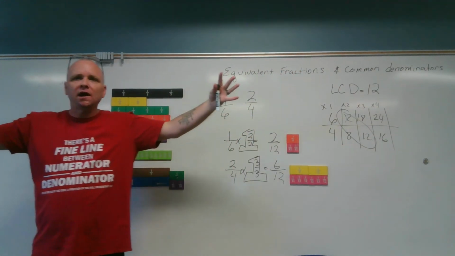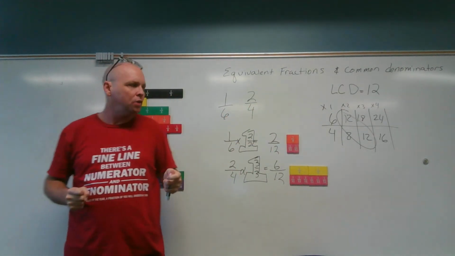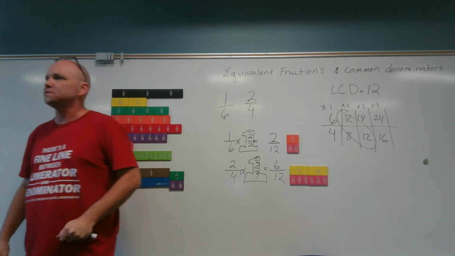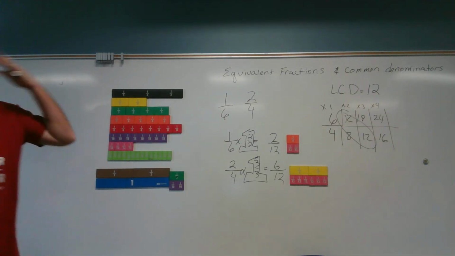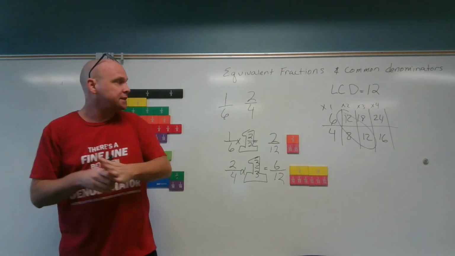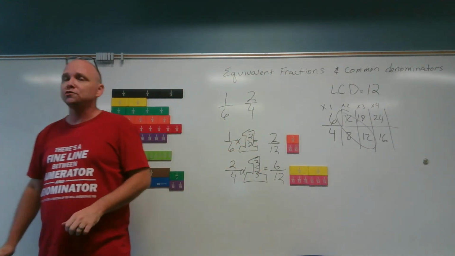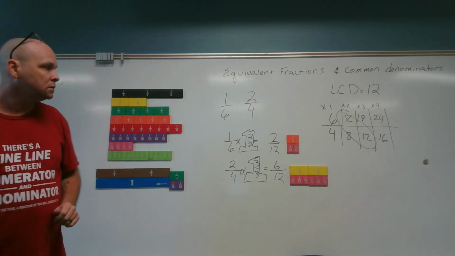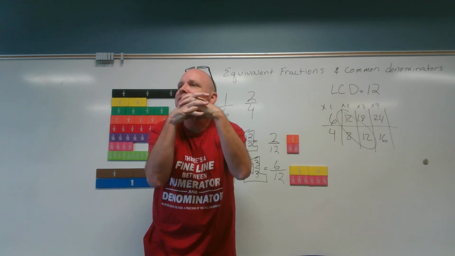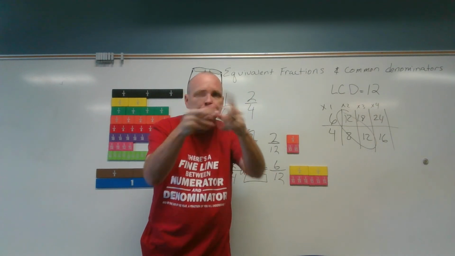I'm seeing it all now. I'm seeing why you made us find the least common denominator, Mr. McMurdo. I'm seeing why you made us use our fraction strips to find equivalent fractions. I'm seeing it all, Mr. McMurdo. I'm seeing why my teacher taught us that if you multiply by 1, you don't change the value. Math is cool because it all ties together.